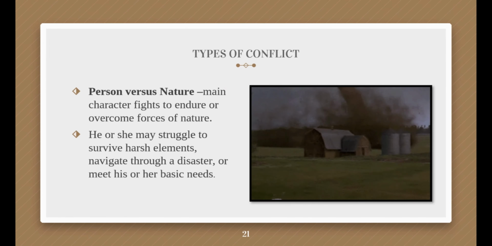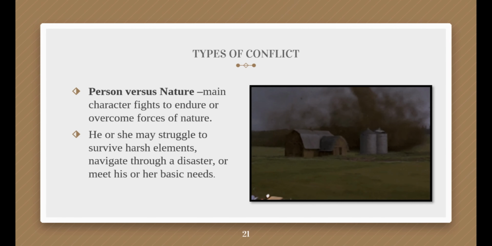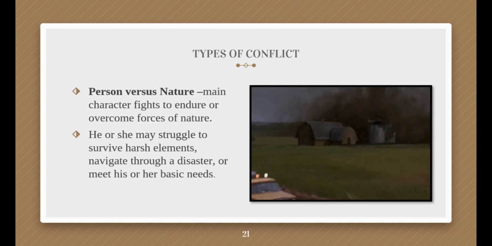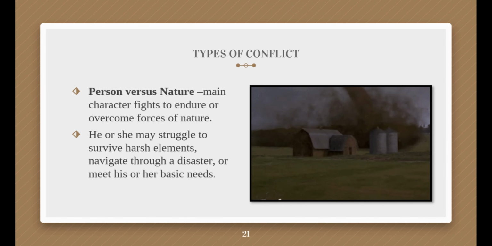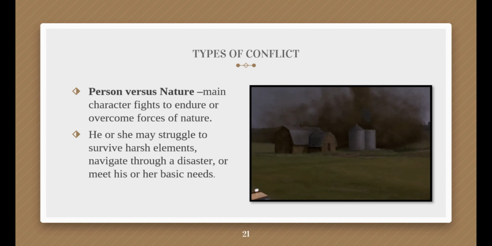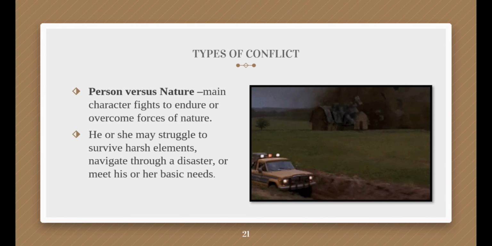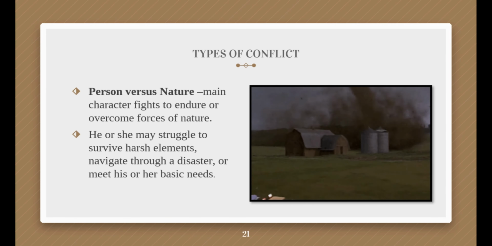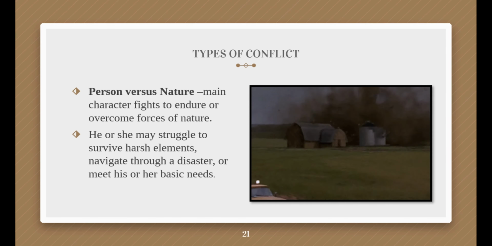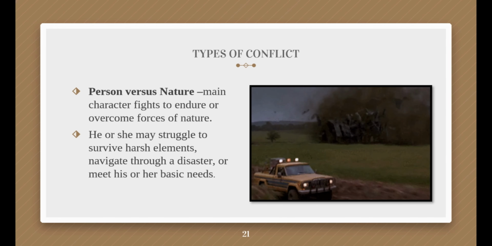The next type is the person versus nature. When a story has a person versus nature conflict, the main character fights to endure or overcome forces of nature. He or she may struggle to survive harsh elements, navigate through a disaster, or meet his or her basic needs. Stories with this type of conflict may occur in the wilderness often, but they can occur in urban settings too. Like in the film Twister, the characters are facing one of the natural disasters of the world, a tornado.